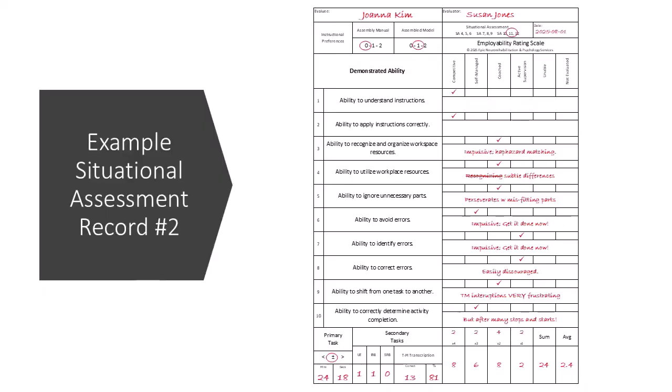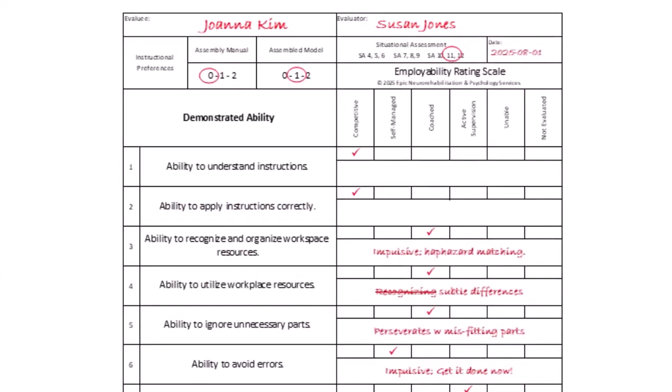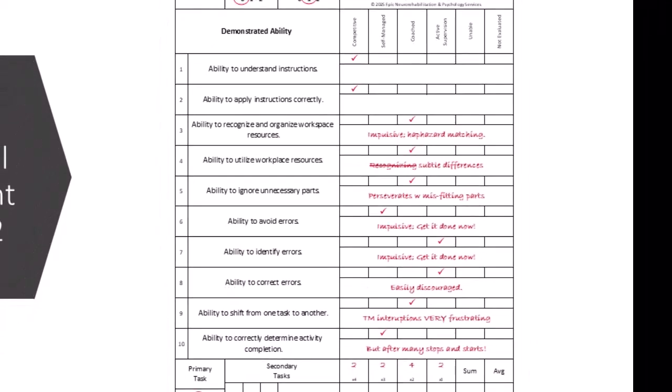As you'll see in the example, Joanna Kim participated in Situational Assessment, Essay 11, administered by Susan Jones. After receiving the instructions, Joanna began the process, referring to the assembled model and using it as a guide occasionally. She did not refer to the assembly manual. Joanna was rated at the competitive level for 2 observations, at the self-managed level for another 2, and at the coached level for 4 observations.